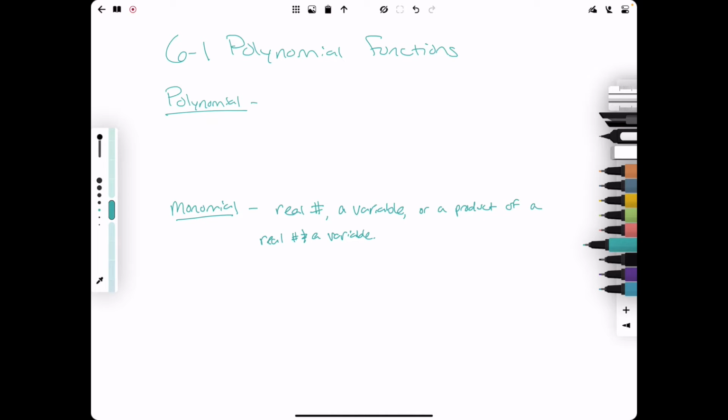So then a polynomial, do you know what poly means? Many. So it can be the sum or difference of many monomials. It can actually be a monomial, or the sum or difference of monomials. I think it'll make a whole lot more sense when we write some of these.